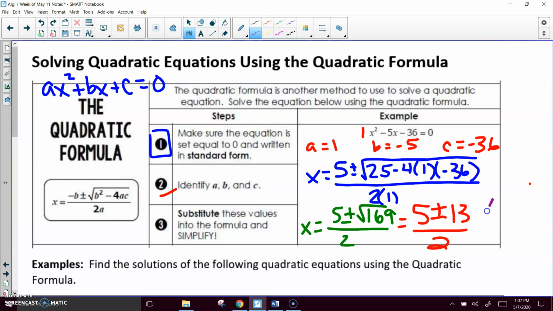So to get our answers, let's think about this. 5 plus 13 is 18. 18 divided by 2 is 9. Now our other answer, 5 subtract 13, is negative 8. And negative 8 divided by 2 is negative 4.